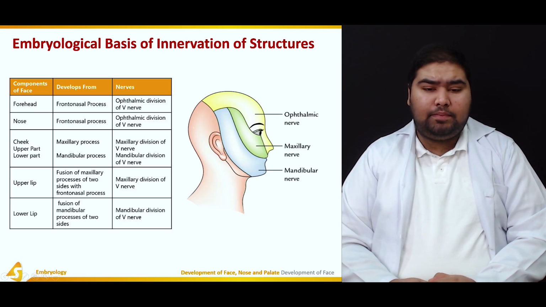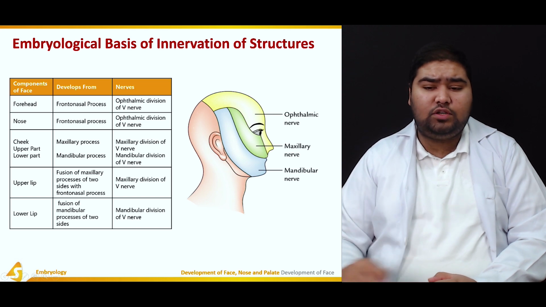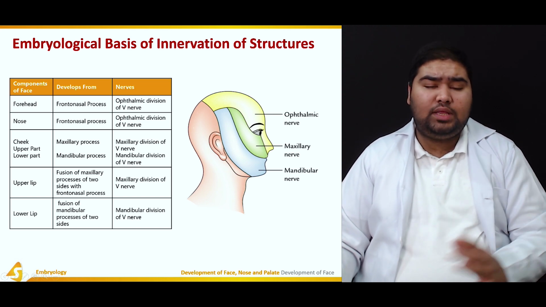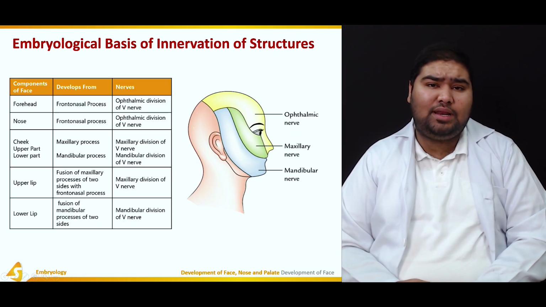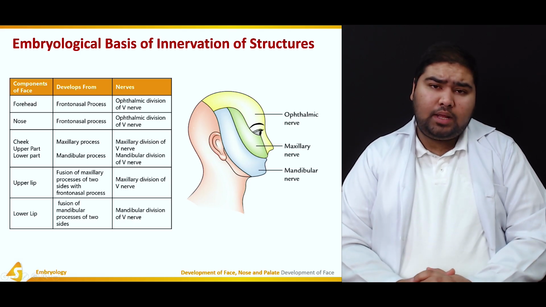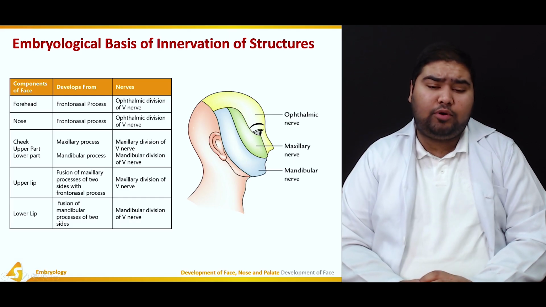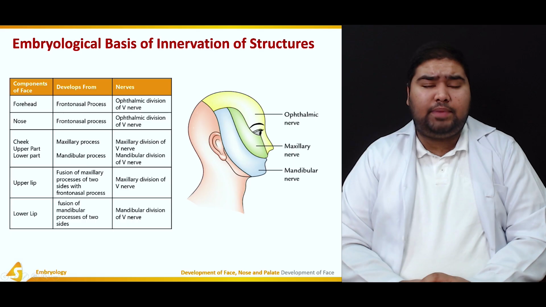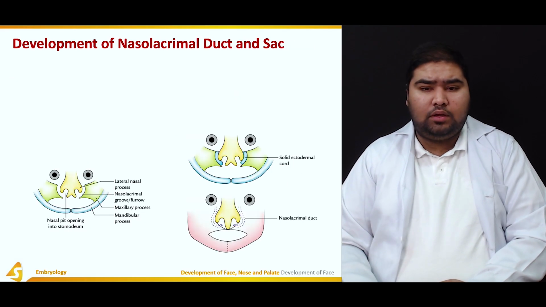Now the upper lip is formed by the fusion of the maxillary processes of the two sides along with the frontonasal processes. So this is supplied by the maxillary branch of the trigeminal nerve. The lower lip is formed by the lower part of the mandibular process. So it is supplied by the mandibular division of the trigeminal nerve.